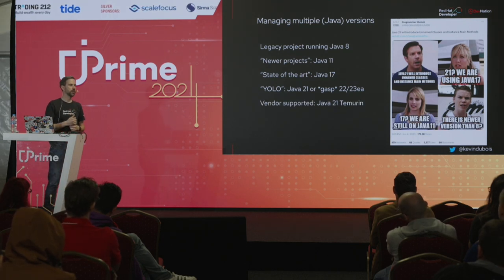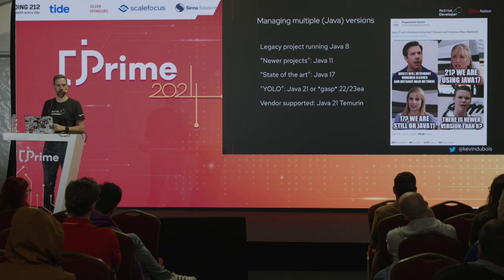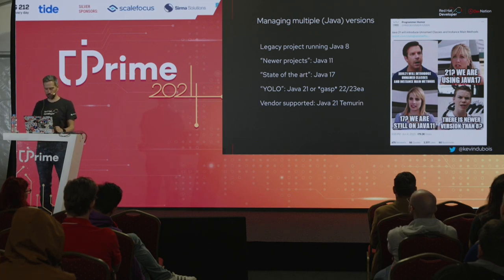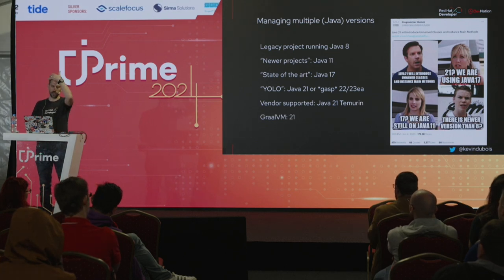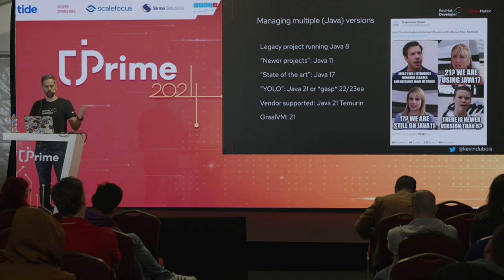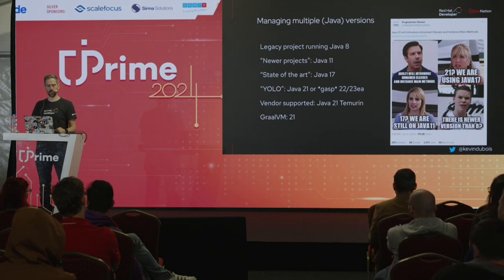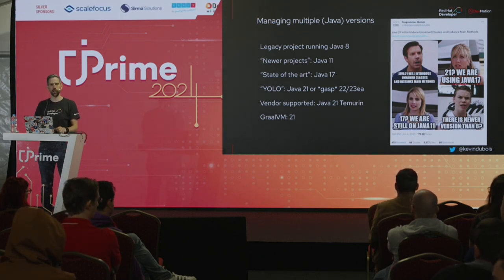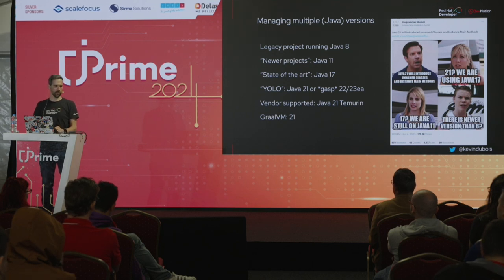Or maybe you need to work with a vendor supported version, so there's Temurin or the OpenJDK versions supported by whoever. Or maybe you want to use GraalVM. Anyway, so you need to switch between all these different versions, right? Which is a little bit of a pain in the butt.